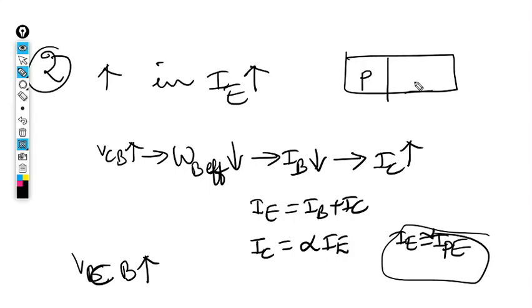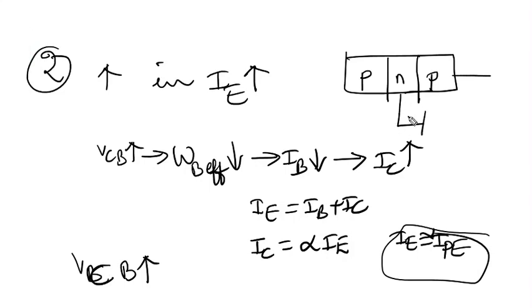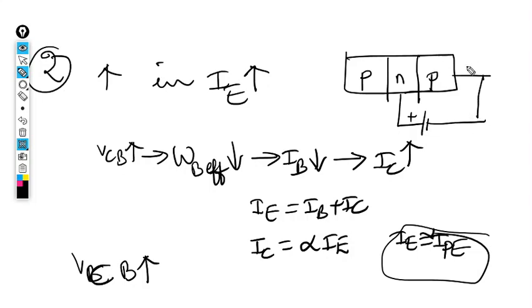This one is P and it is N, and this one is P. So here we applied what? Reverse voltage. That means the N type is connected to the positive terminal and the P type is connected to the negative terminal. So here we have VCB. This is a negative voltage.